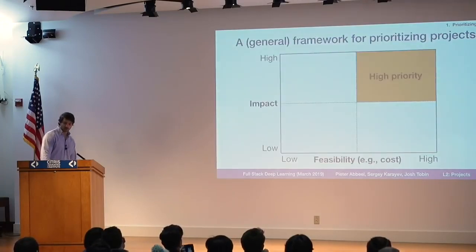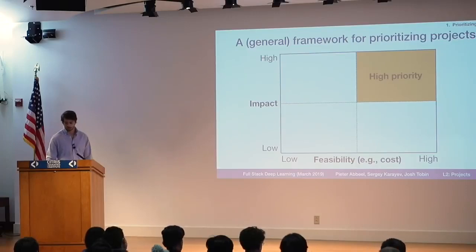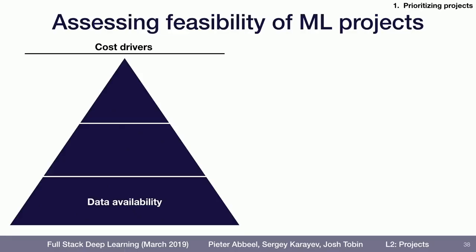Okay, so the other driver here is feasibility. How do we figure out how expensive a machine learning project is going to be? I think the three main drivers of cost of machine learning projects are how available is data, how accurate do you need the system to be, and then how difficult is the problem overall.